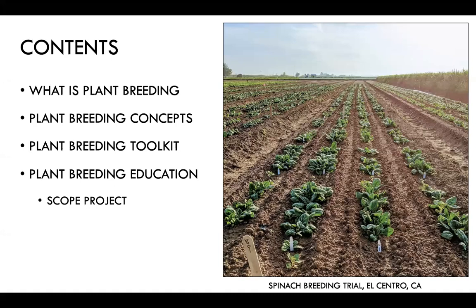What we'll talk about are an overview of what plant breeding is, some various concepts of plant breeding, and a look at a pipeline of plant breeding from start to finish, discussing a little bit about a plant breeding toolkit and new technologies and their role in the plant breeding pipeline. And then I want to talk about the plant breeding education program that we have called the SCOPE project, where students get practical experience breeding. This picture is of a spinach breeding trial from down in El Centro from just about a year ago, actually.